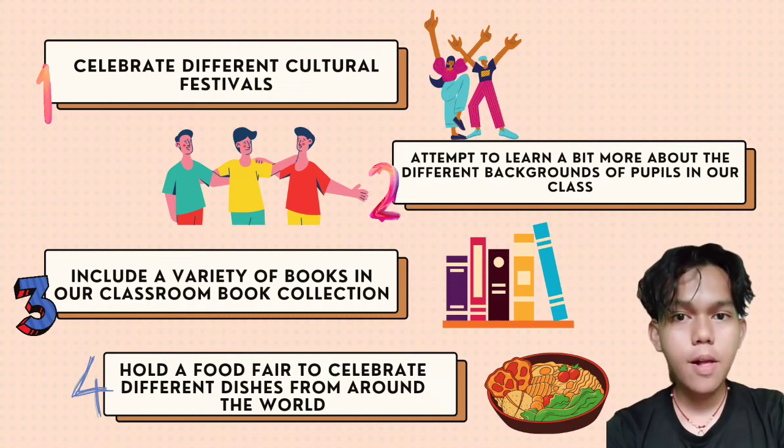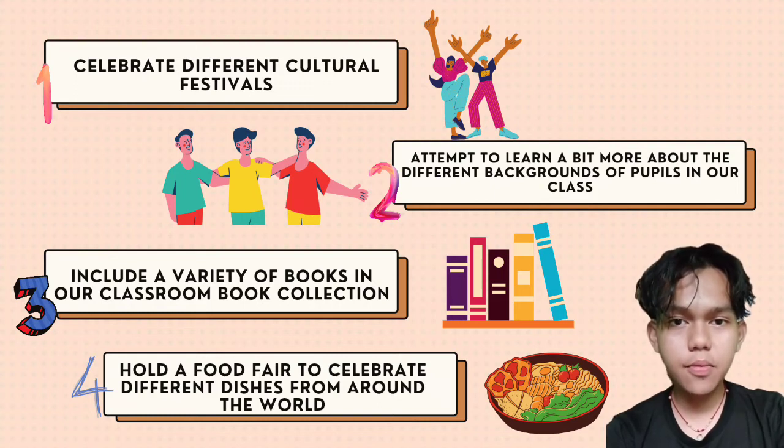Number 3. Include a variety of books in our classroom book collection. Including a selection of books from many cultures and backgrounds in the classroom is a terrific approach to introduce multiculturalism. It can create a sense of familiarity for children from various cultures, and it allows other students to read something other than what they would ordinarily read.